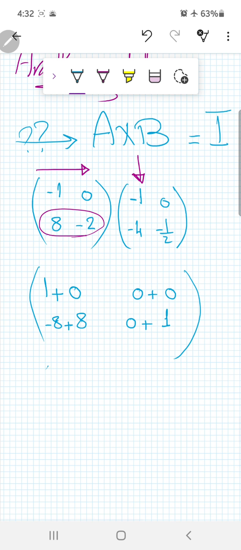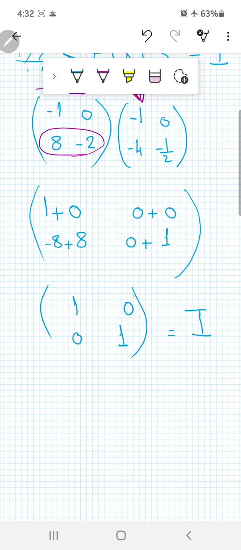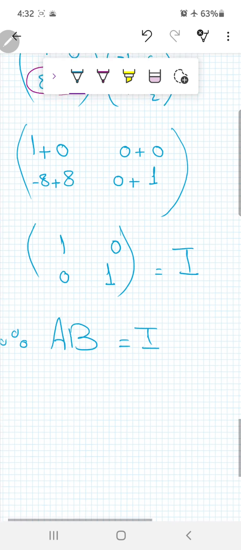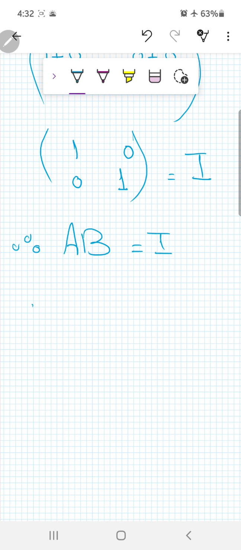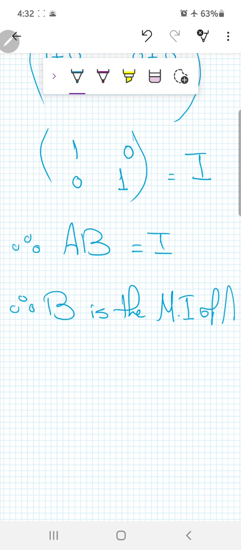Let's simplify. Here we have 1, 0, 0, 1, which is the unit matrix, the identity. So we have here AB equals the identity, or the unit matrix. It means B is the multiplicative inverse of A. Okay?